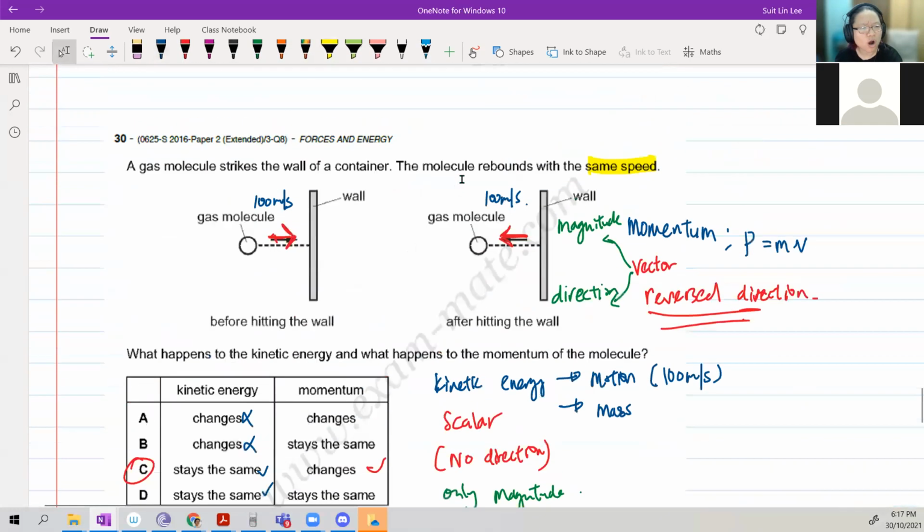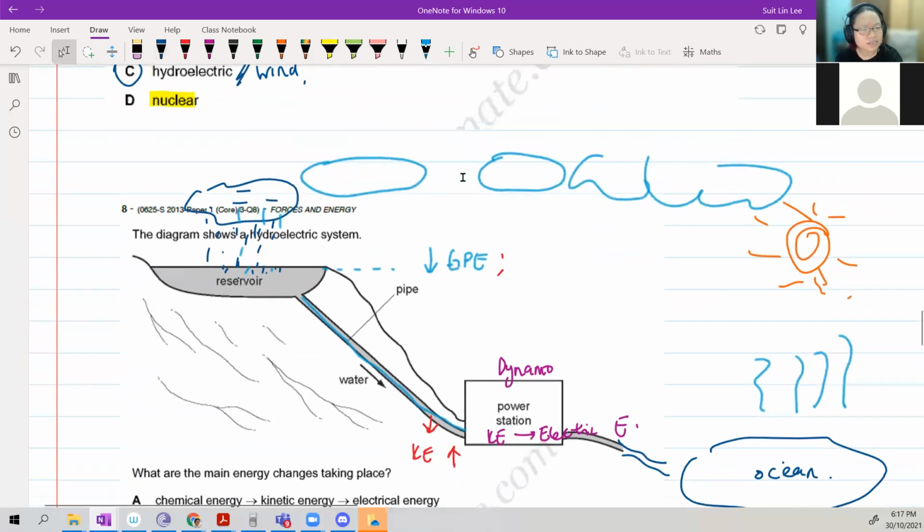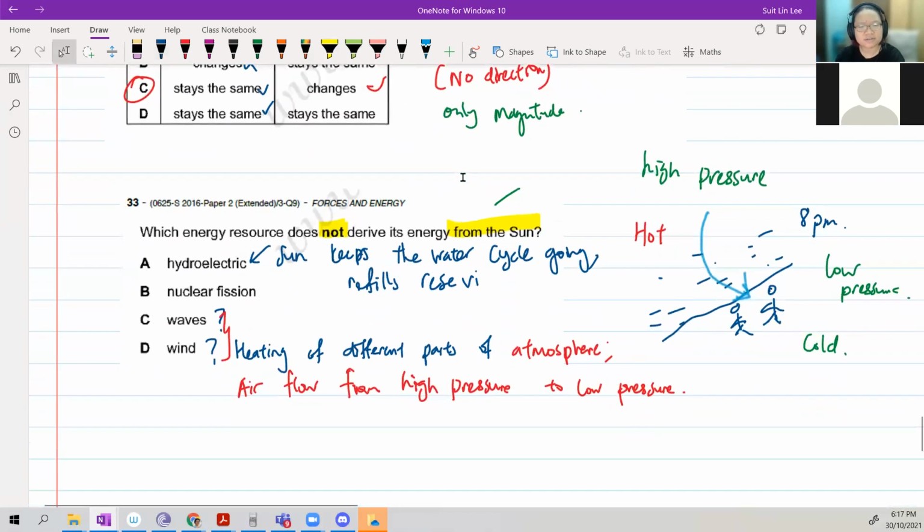How to spell reservoir? R-E-S-E-R-V-O-I-R. Okay.